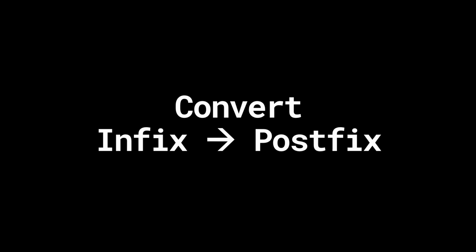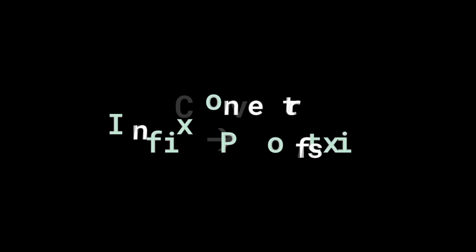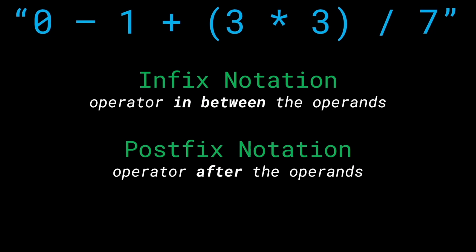Hello everyone and welcome back. Let's talk about how do we convert the infix to the postfix notation. As we discussed, the infix notation is one in which we put the operator in between the operands. That is, we fix the operator such as a minus between the operands such as 0 and 1. So we have something like 0 minus 1. In the postfix notation, we have the operator after the operands where we have something like 0, 1, minus.